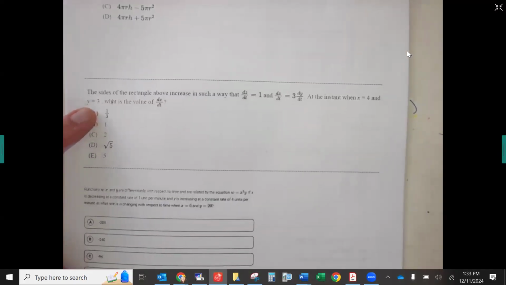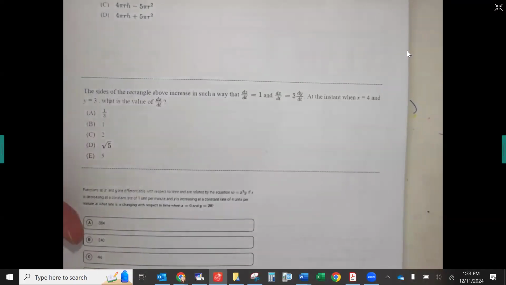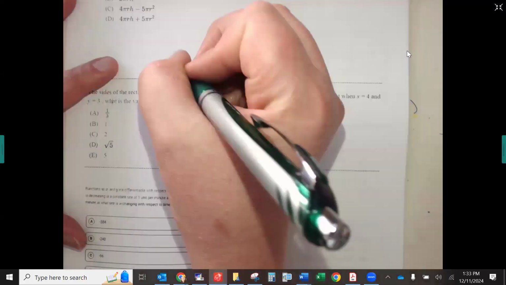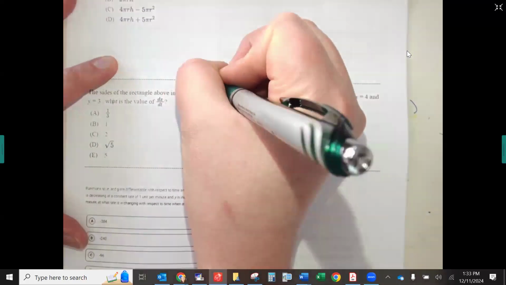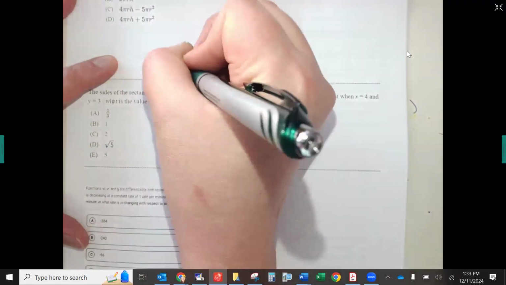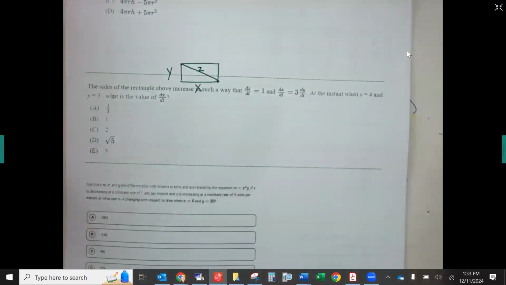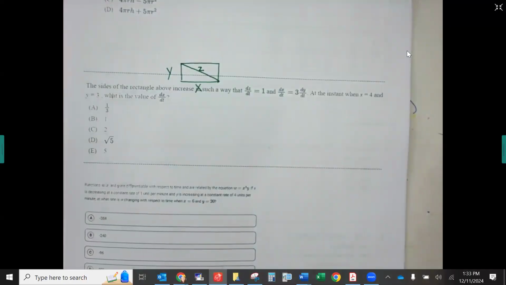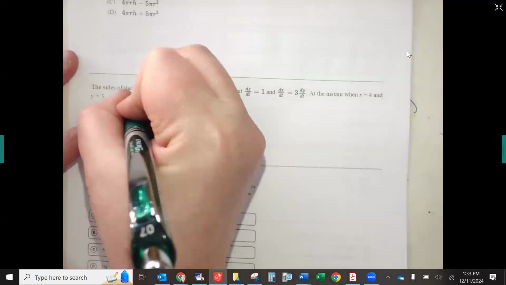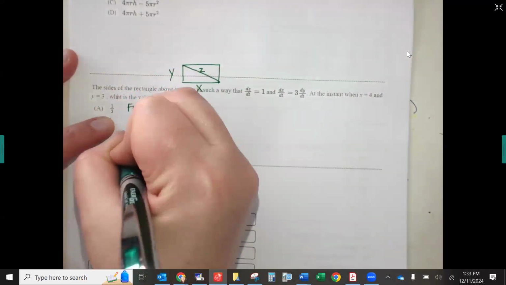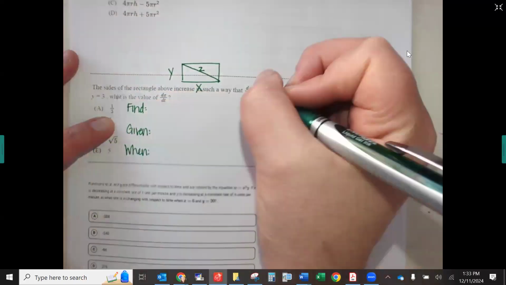Okay, because you are missing the picture, I'm just going to have you draw it. Your rectangle, it says there should be a rectangle above, is going to be X, Y, and then the diagonal is a Z. Okay, and that picture was missing from your packet. So let's do our find, given, when, and our equation.